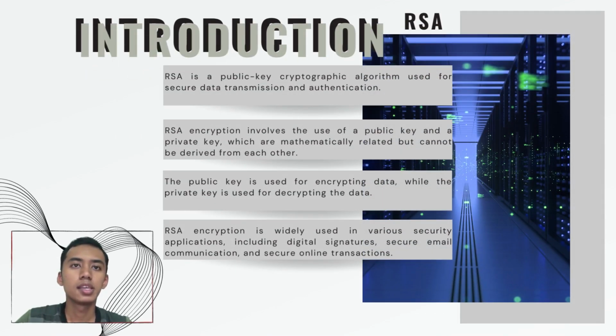Introduction for RSA. RSA is a public key cryptographic algorithm used for secure data transmission and authentication. RSA encryption involves the use of a public key and a private key, which are mathematically related but cannot be derived from each other. The public key is used for encrypting data, while the private key is used for decrypting the data.